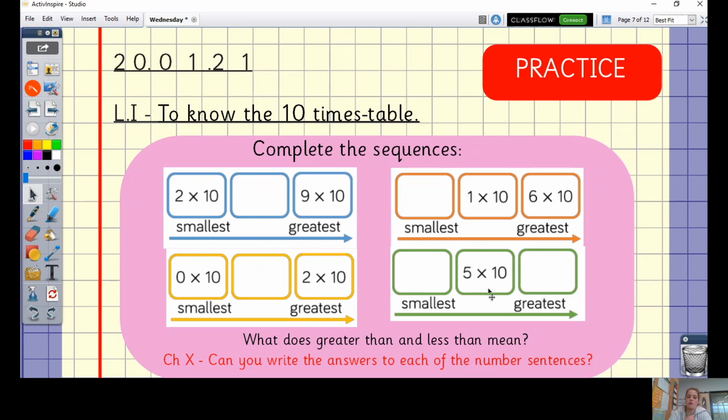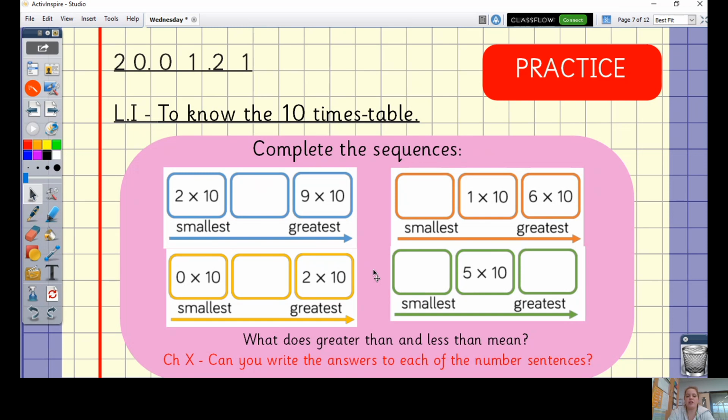You can draw it like this if you want to, with the 3 boxes, okay? But that's your main challenge for your practice to have a go at. And then as your challenge X, you might want to go back and write the answers to each of the number sentences. So you can see that the numbers are in order from smallest to greatest, okay? Pause the video here and take some time to go through these questions.